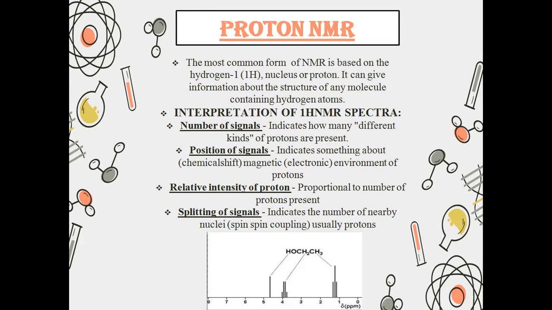As you can see in the spectra, there are two types of carbon-hydrogen framework, that is CH3 and CH2. These both have different peaks, and they show how many different types of carbon-hydrogen environments or protons are present. Now, position of signals. It indicates something about chemical shift, the magnetic environment of the proton. Then relative intensity is proportional to the number of protons present. Now, splitting of signals indicates the number of nearby nuclei, that is, spin-spin coupling, usually protons.